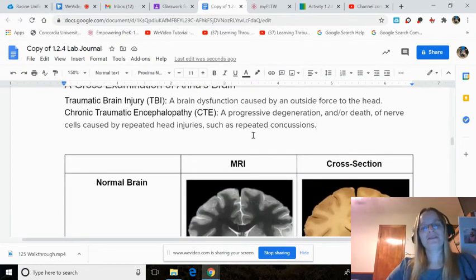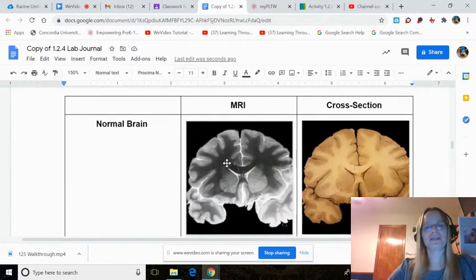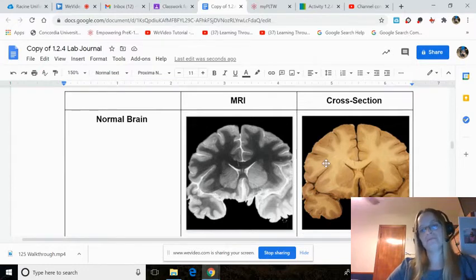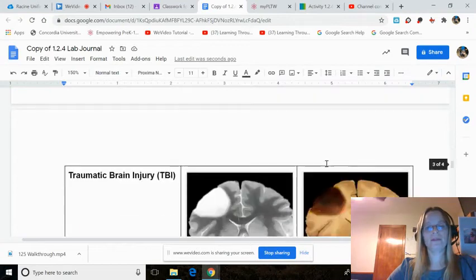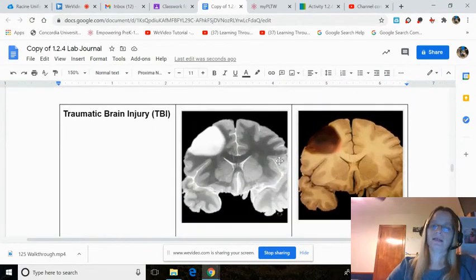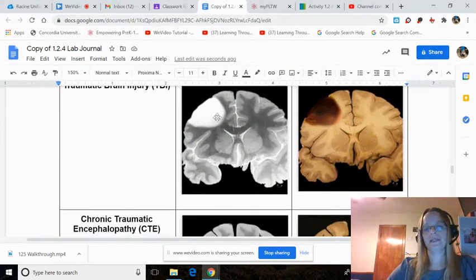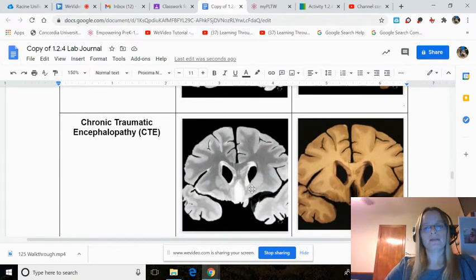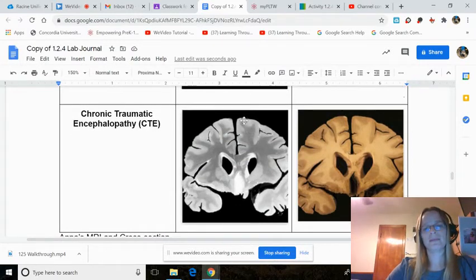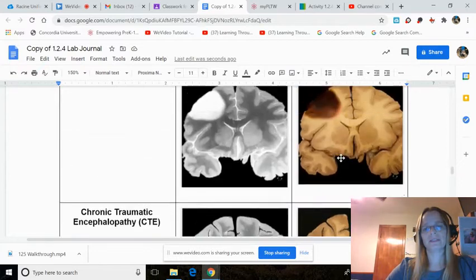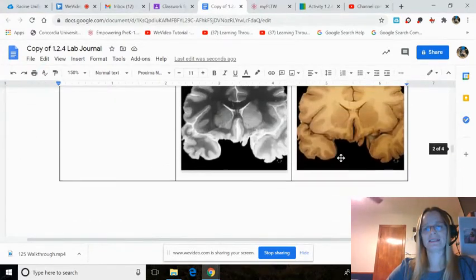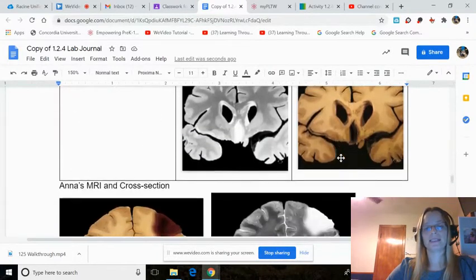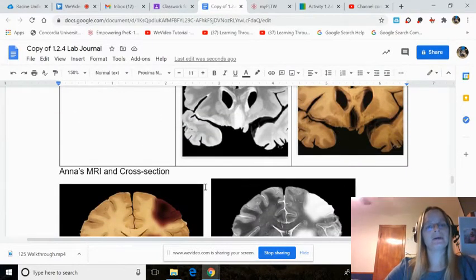All right. So we have some pictures here, an MRI of a normal brain and the cross section of that same brain. Scroll down, we can see an MRI of a traumatic brain injury and a cross section of that same brain. That's a pretty obvious one there. And chronic traumatic encephalopathy, look at that one. It looks like parts of the brain are just missing. And here's Anna's MRI and cross section.